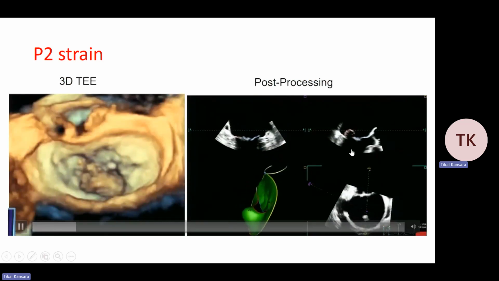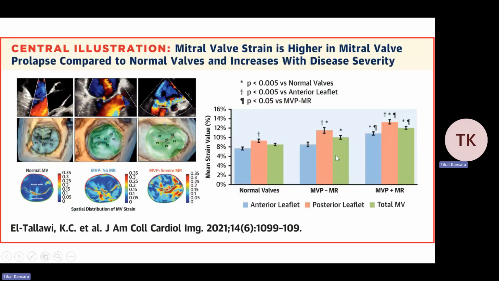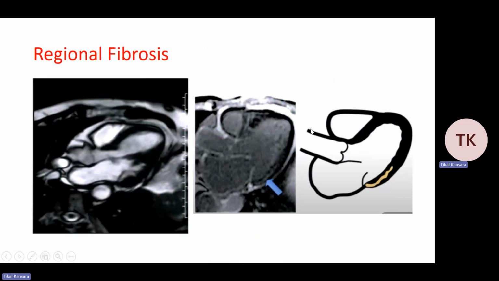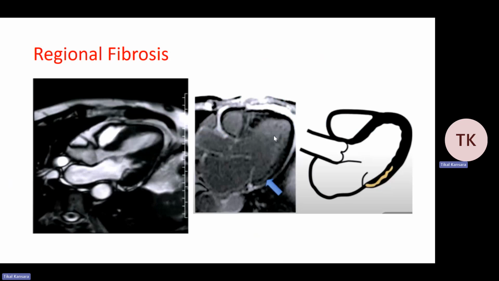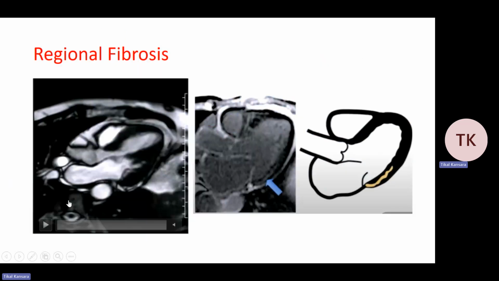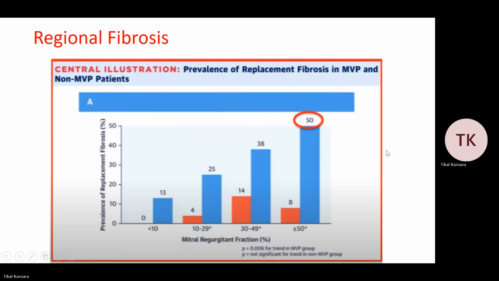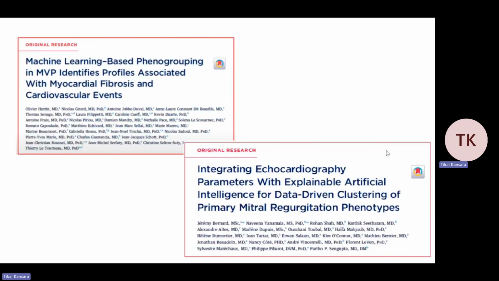But you can see, you can generate a 3D image of how a prolapse looks like in these patients. And studies have shown that especially in posterior leaflet and in total mitral valve, with progression of mitral valve prolapse and with MR, the amount of mitral valve strain increases. There is something called regional fibrosis for which only MRI is useful, and is useful in diagnosing early mitral valve prolapse, whether it will cause complications or not. And with more mitral regurgitation, there is more replacement fibrosis in this particular area, and you can diagnose worsening MR or predict the MR earlier than that also.